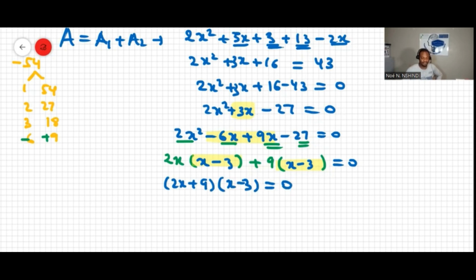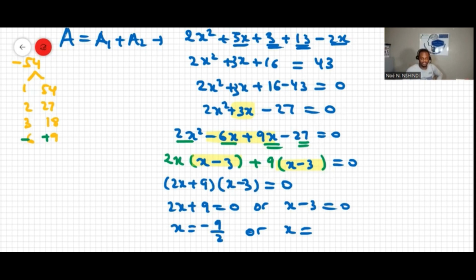And this means 2x plus 9 is 0, or x minus 3 is 0. That makes x equal to negative 9 over 2, if you move the 9 over and divide by 2, or x is equal to 3. So negative 9 over 2 cannot be the solution here, because the length cannot be a negative number. So x is equal to 3 is the only solution.